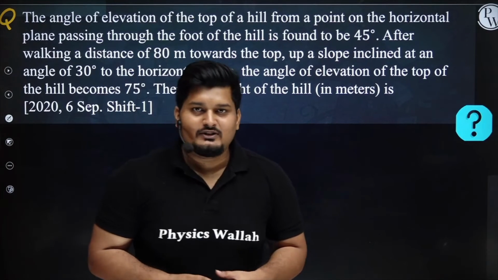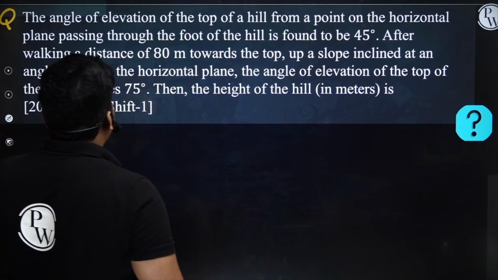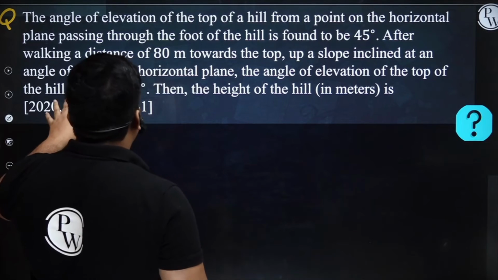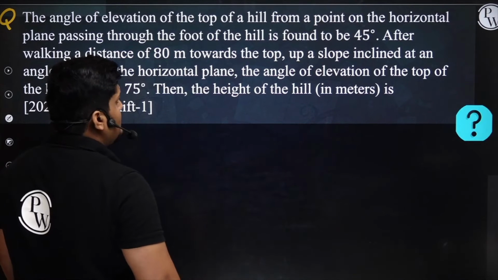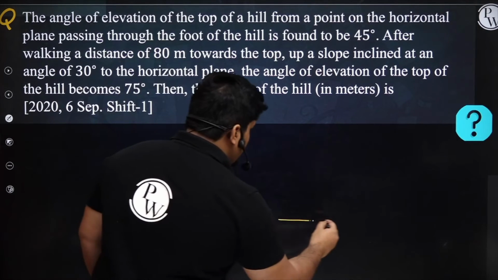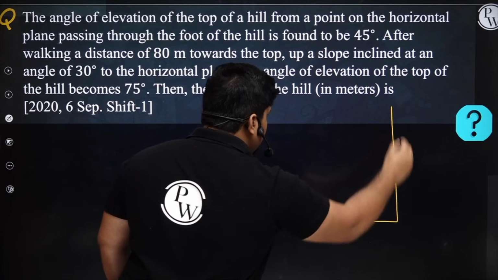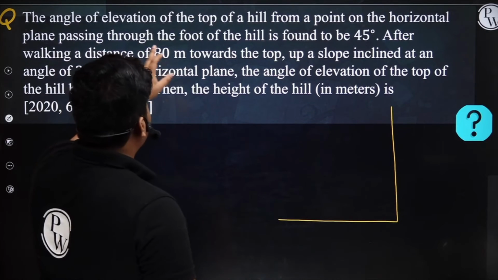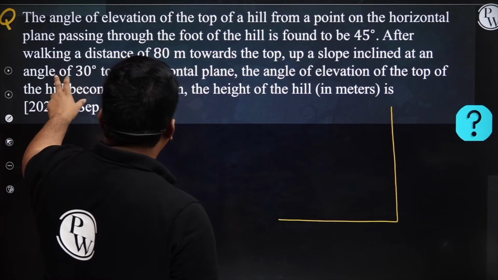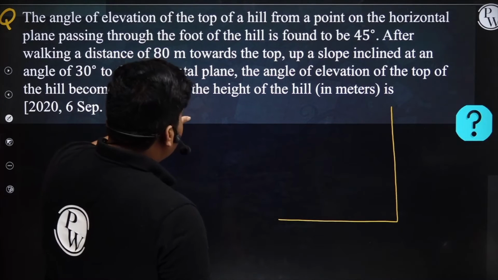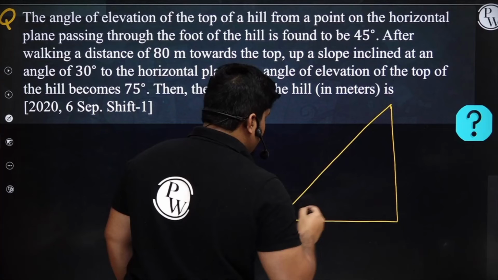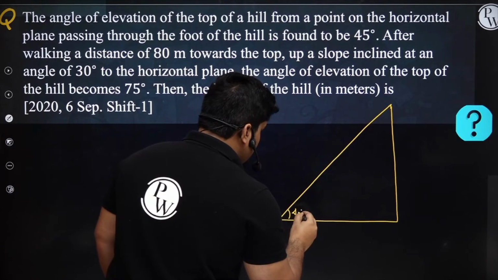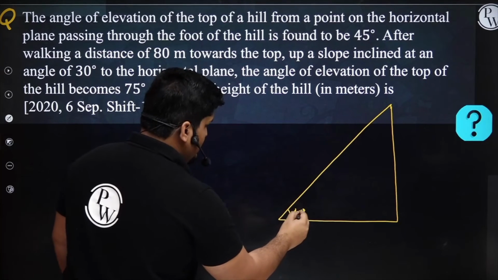Okay guys, so let's solve next problem now. The angle of elevation of the top of a hill from a point on the horizontal plane passing through the foot of the hill is found to be 45. Okay, so let's draw it. What is it saying? The angle of elevation of the top of a hill from a point on the horizontal plane passing through the foot of the hill is found to be 45. So this angle is 45, right? This is 45 degree. It is known.